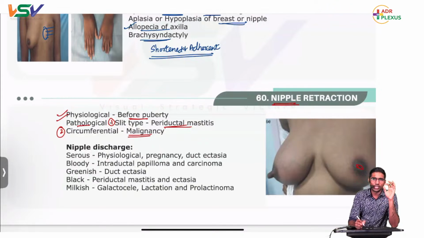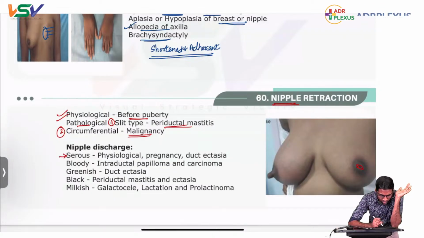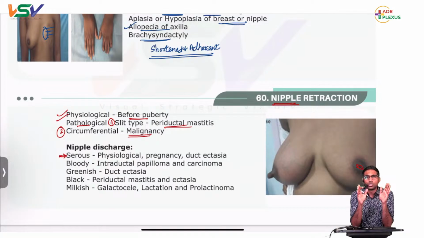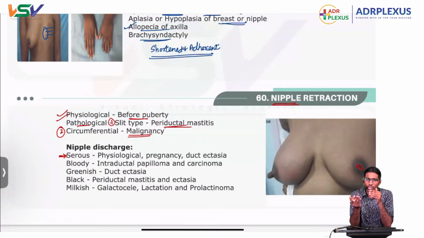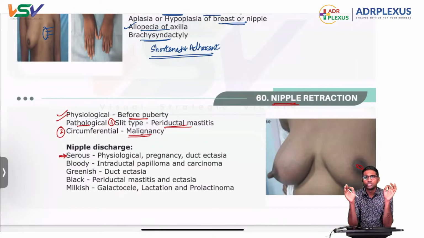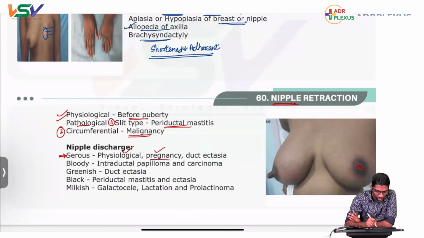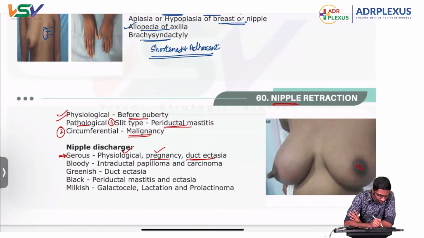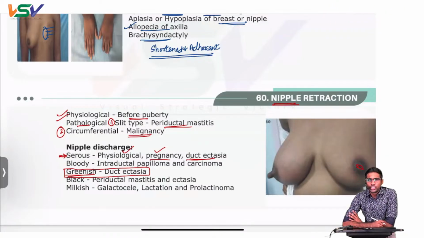Nipple discharges are also repeatedly asked MCQs. Serous discharge, they will give you an example as a 30-year-old female coming with a small 1 drop, 2 drops per day from a nipple. It is always physiological only. You should reassure them, no need for any further investigations. Only when the output is very high or some other lump is palpable, then you have to investigate. Otherwise, it is physiological and just reassurance will be the answer. In pregnancy and even in duct ectasia, you can have serous discharge. But the most specific to duct ectasia is greenish.